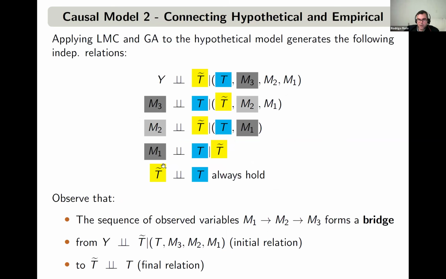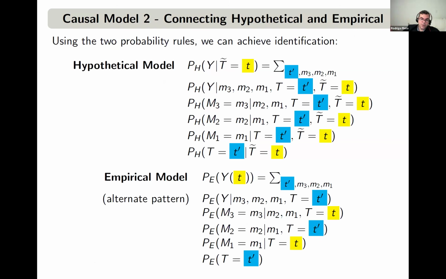Within this hypothetical model, I can retrieve these five statistical independence conditions. Again, you start with Y, and then you condition on a bunch of variables, M3, M2, and M1. Then it turns out that M3 is also independent of T and T tilde. Observe that now I flip T and T tilde, condition on M2, then have M2, condition on T tilde and T, and so on, until I reach T. If I have this structure of independence conditions that links Y to T, then it's easy to get the identification equation. So the cause effect of T on Y, in the hypothetical model, is going to be the expectation of the probability of Y conditional on T tilde.